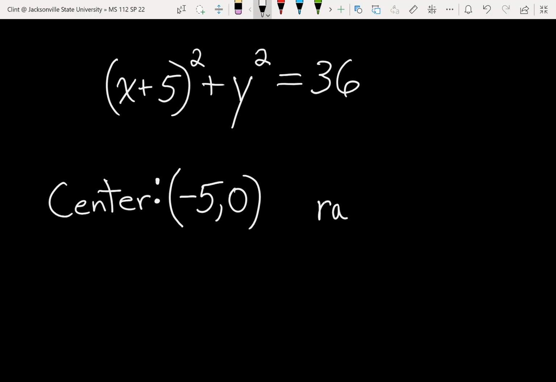And then for the radius, what's our radius going to be? It's going to be 6. Yeah, square root of 36 is 6.